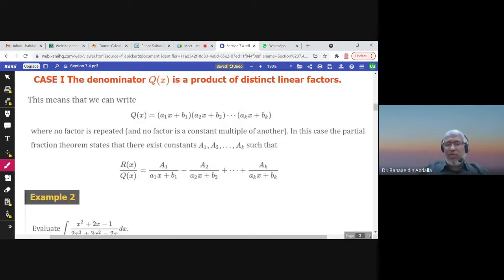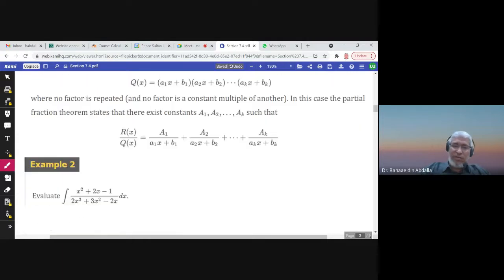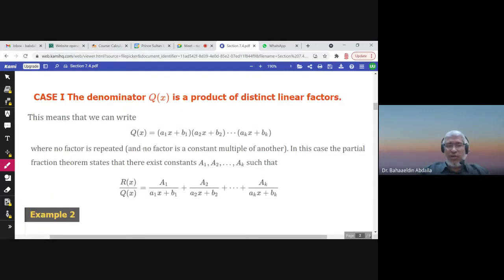Now we will start talking about proper rational functions. If the degree of the numerator is less than the degree of the denominator, what to do? Well, we have to factor the denominator, which is q of x. Suppose the denominator can be factored as a product of distinct linear factors. So each factor here is linear.